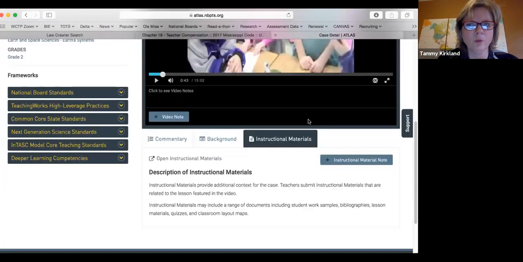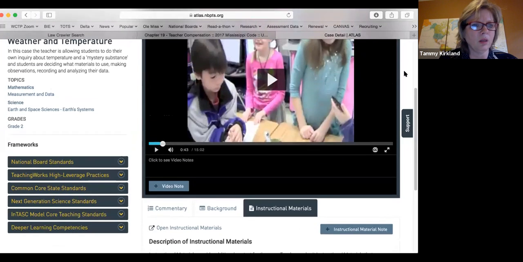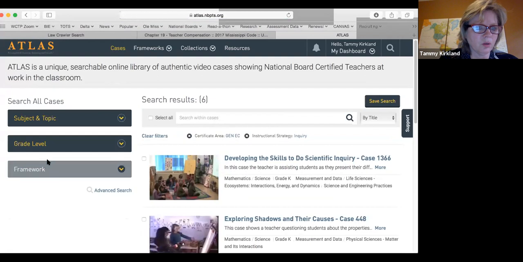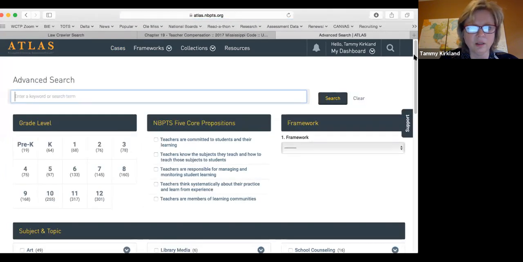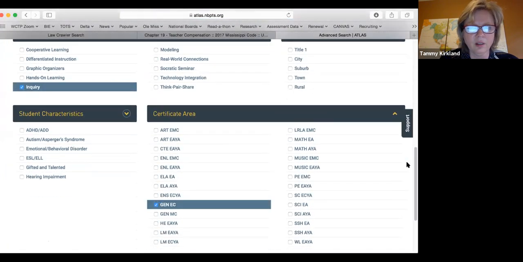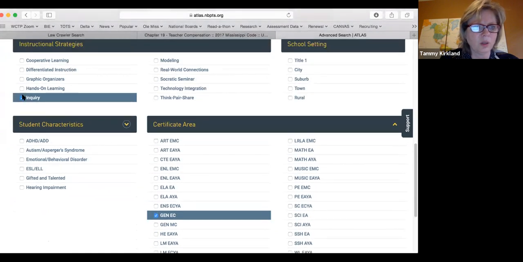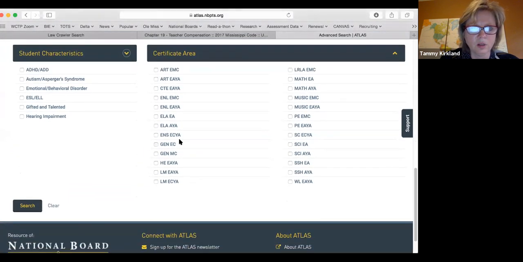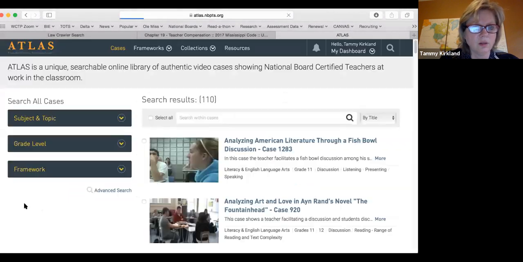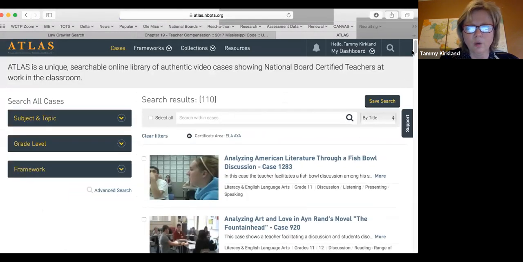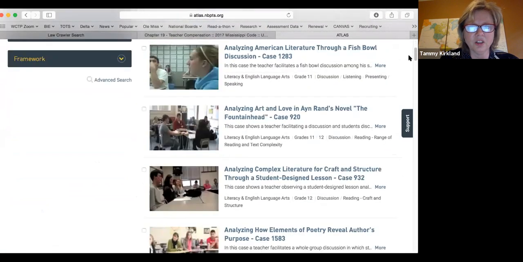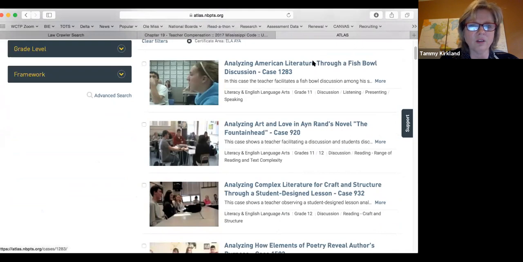Okay, well, that one's not opening. Let me go back and pick one that maybe we can get it to open on. Let me show you one more. Let's do ELA this time. Let's go to secondary. I'm going to take inquiry off. Okay, here we have got a fishbowl. So let's just go with that one and see what that is. This is 11th grade class.